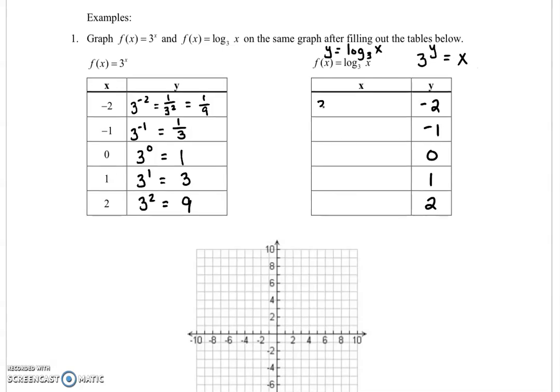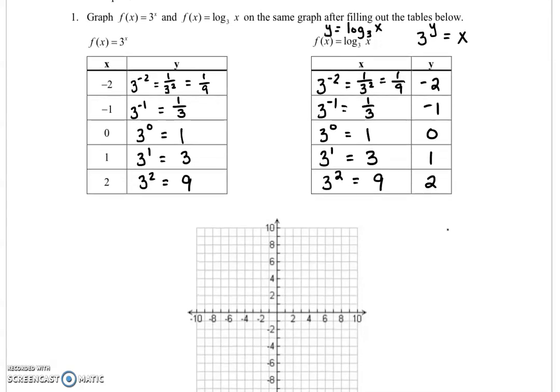So if y is -2, then x ends up being 1/9 again. If we put -1 in for y, x is 1/3. If we put 0 in for y, x is 1. 1 in for y means x is 3. And 2 in for y means x is 9. So let's graph both of these.